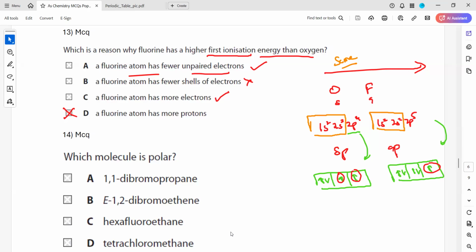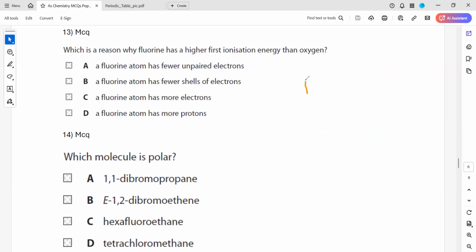The presence of unpaired electrons has a relation with ionization, but it should be half-filled. The things which affect the ionization energy are: one, the proton number or atomic number; another, the size; another, the shielding effect; and the last one is pairing.